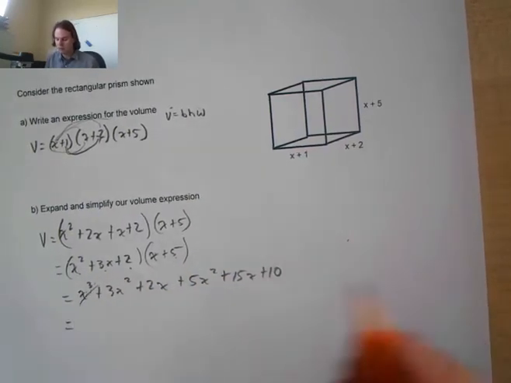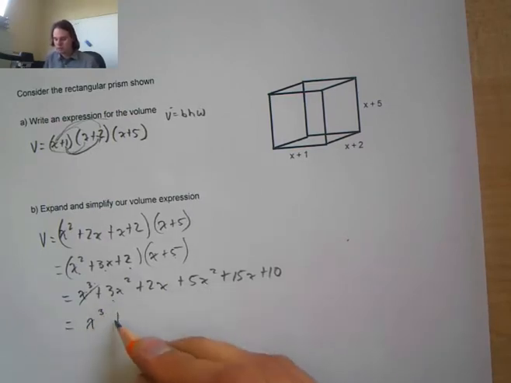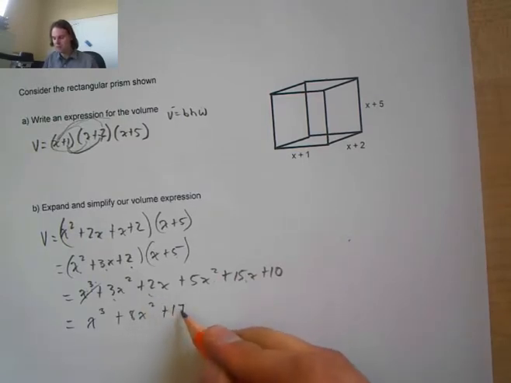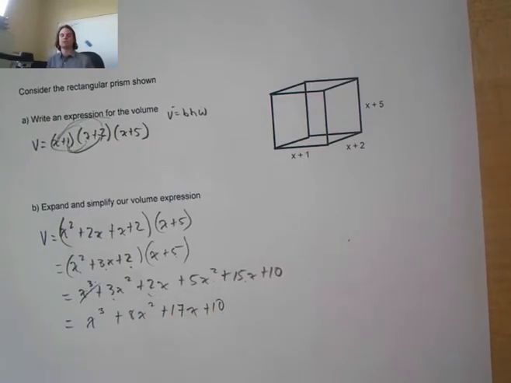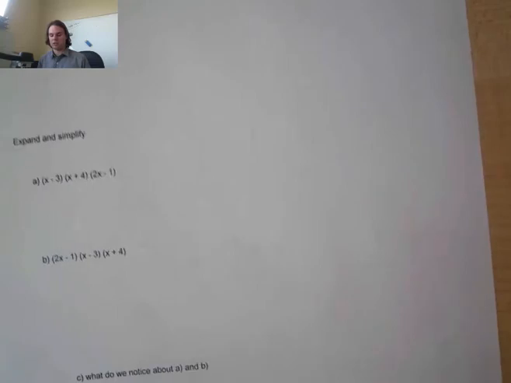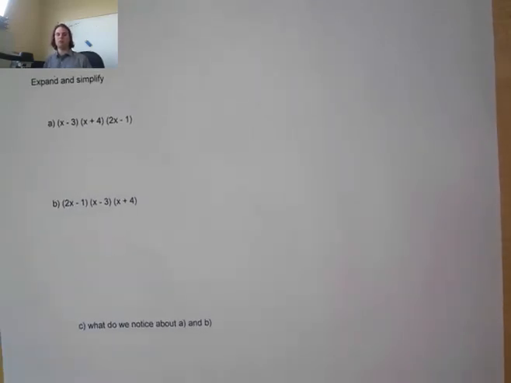So we combine like terms, I'm going to get x cubed, and here we're going to get plus 8x squared, and then we're going to get plus 17x plus 10. And there we go. Now, here are our last expansions. Finally, almost done.